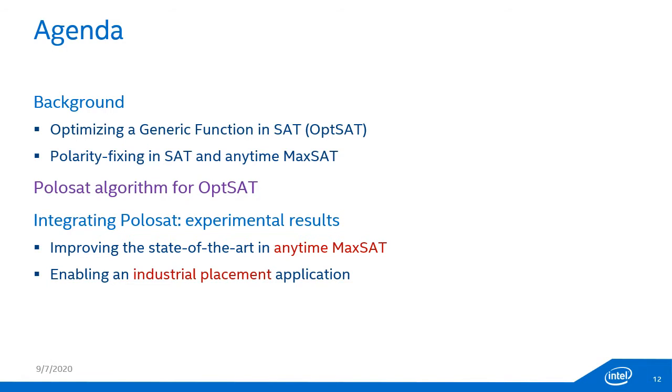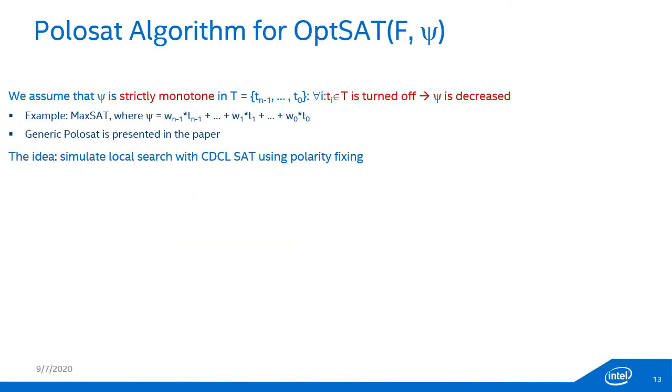Now it's time to talk about our main contribution, the PoloSAT algorithm for solving OPSAT. I'm going to present you the PoloSAT algorithm. In my presentation here, I will assume that psi is strictly monotone in T, which means that whenever a bit Ti in T is turned off, that is when it's flipped from 1 to 0, psi is decreased. And this is a reasonable assumption for many applications, including MaxSAT. So apparently in MaxSAT, when Ti goes down, so it's flipped from 1 to 0, then psi goes down too, right?